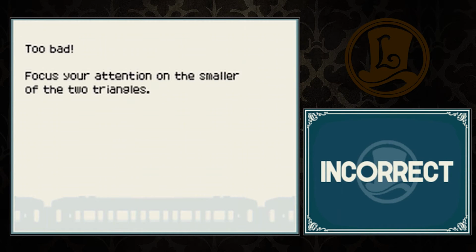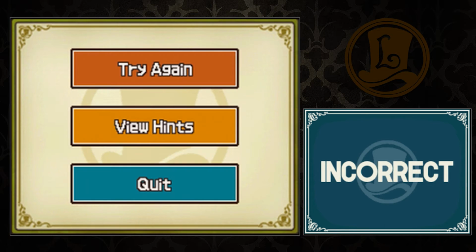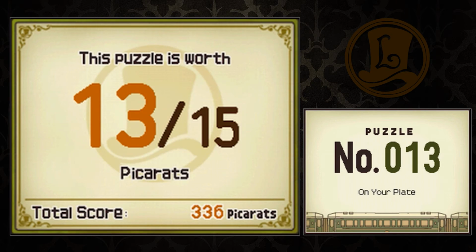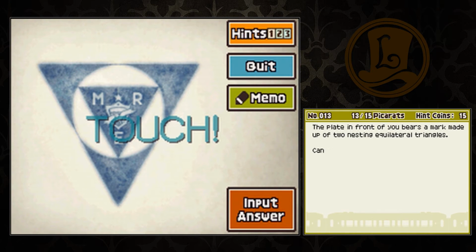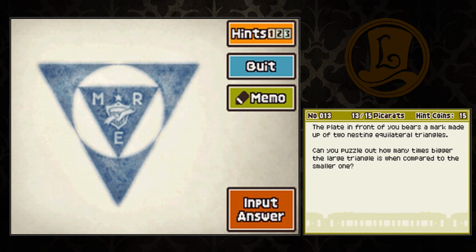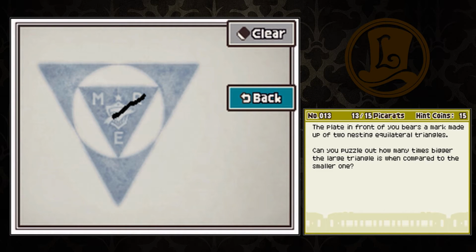No! Well, I'm stumped. Oh, man. Okay, maybe the other puzzle wasn't quite like that, but, let me see here. Now this one, let's see. So it's like the radius of this one, and the radius of this one. Equilateral triangles.